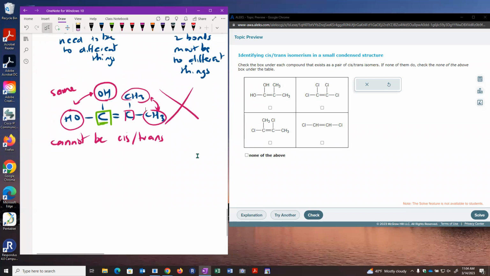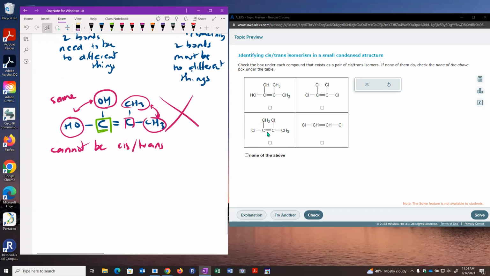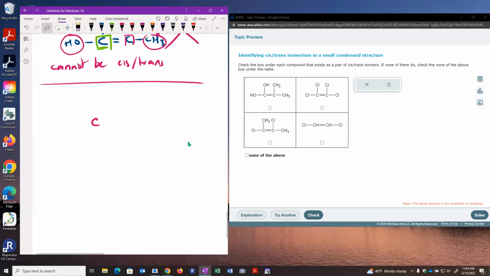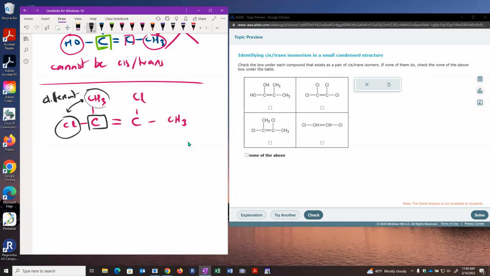If we take a look at the one underneath it, okay, so if I have something like C, double bond to a C, I have a Cl, a CH3, and then I have a CH3, and then a Cl. All right, so we'll do the same thing. This carbon here on the left side, the remaining single bonds are to a methyl, CH3, and to a Cl, right? These are different.